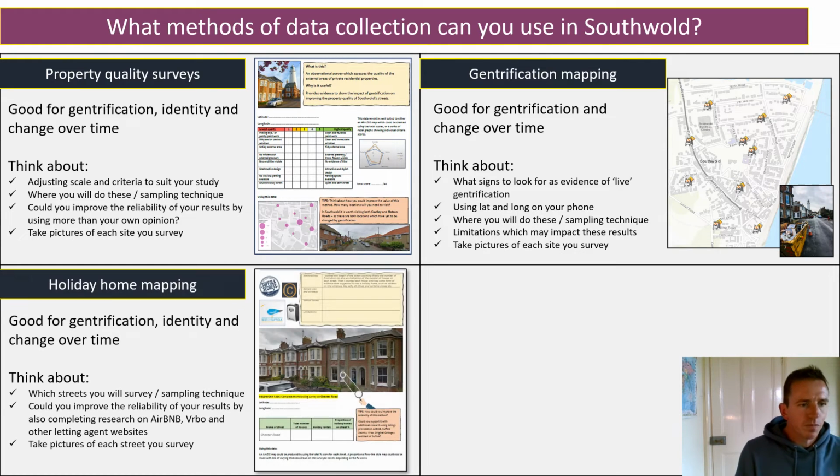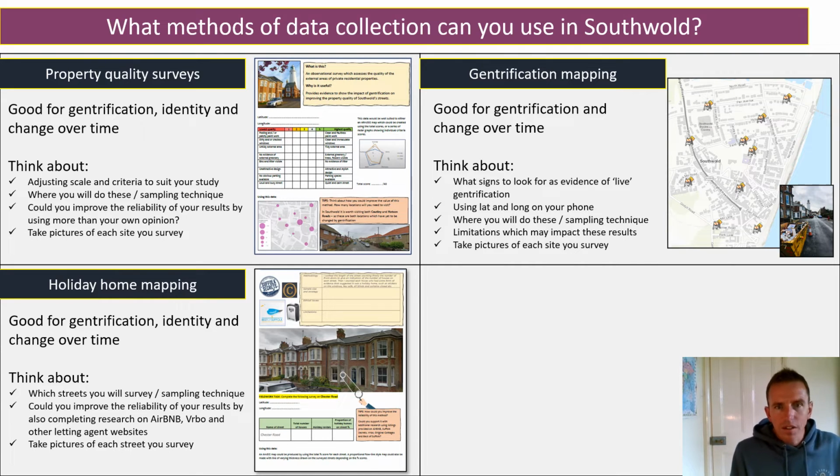Okay, the third one, holiday home mapping. Again, in your booklets, you've got the walkthrough, talk-through guide as to how to do this. This is quite a bespoke method to Southwold, but it's a way in which you try to map or highlight the extent of holiday homes in any given location, and we do this street by street. So the methodology that we normally encourage students to do with this is that you take a street, so it might be, for instance, Hoxton Road.